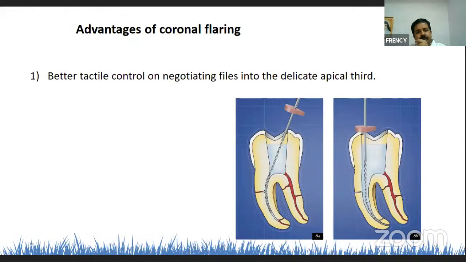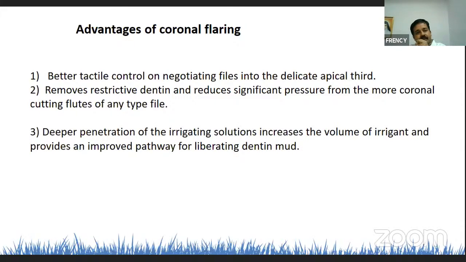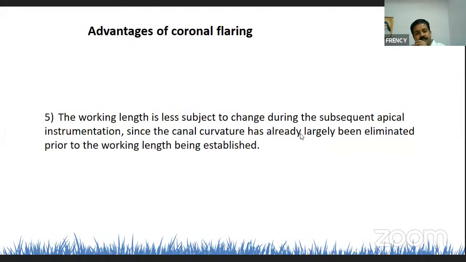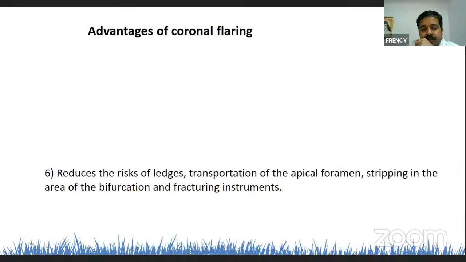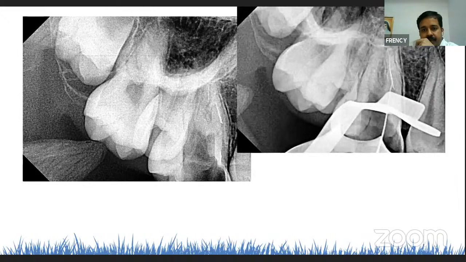So the advantages of pre-flaring: it gives better tactile control of the third, removes the restrictive dentine, allows deeper penetration of the irrigation solution, and decreases post-treatment problems. Then working length is less subject to change as the instrumentation progresses. It also reduces the risk of ledges, transportation, stripping, fracturing of the instruments, etc. This is the picture you can see. Because of the inadequate coronal flaring, I separated one instrument. Luckily, I could bypass and remove the instrument.